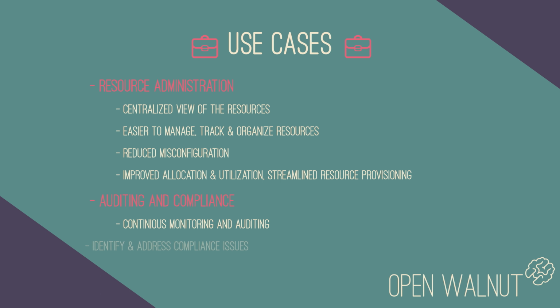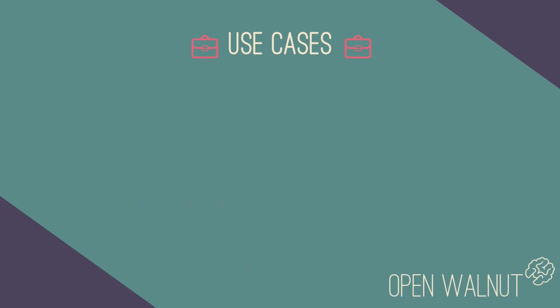The next use case is auditing and compliance. AWS Config tracks and records all changes to resources in the organization's AWS infrastructure over time, enabling continuous monitoring and auditing of resources. This helps organizations identify and address compliance issues and enforce policies across their infrastructure.